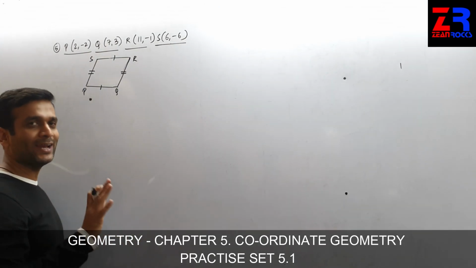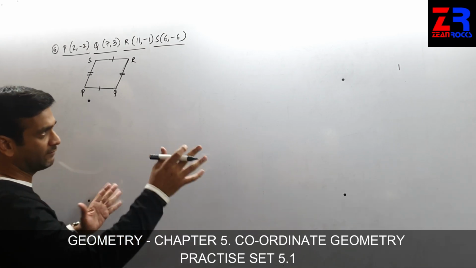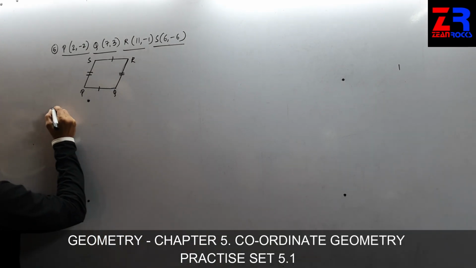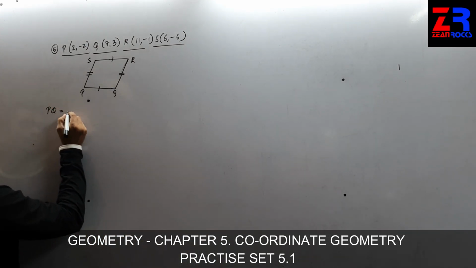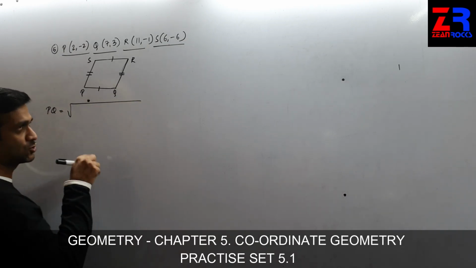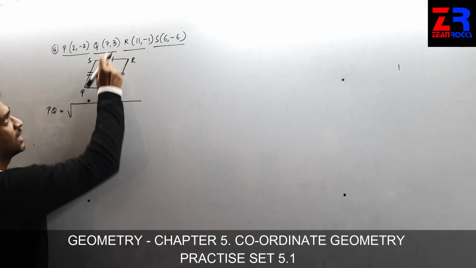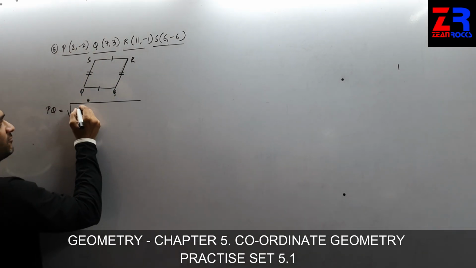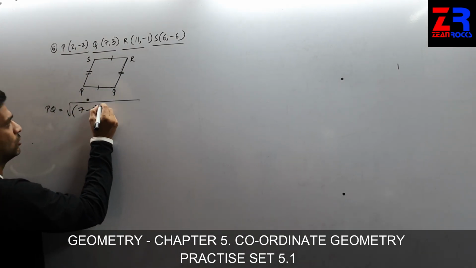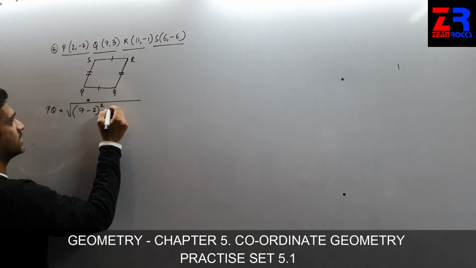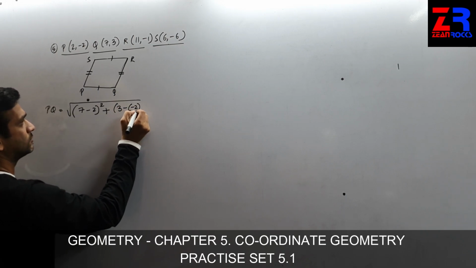I'm not going to write the formula because I don't have that much space. I'm doing it directly. I will write PQ. The formula is x2 minus x1 the whole square plus y2 minus y1 the whole square. That means second number minus first number: 7 minus 2 the whole square plus 3 minus of minus 2 the whole square.